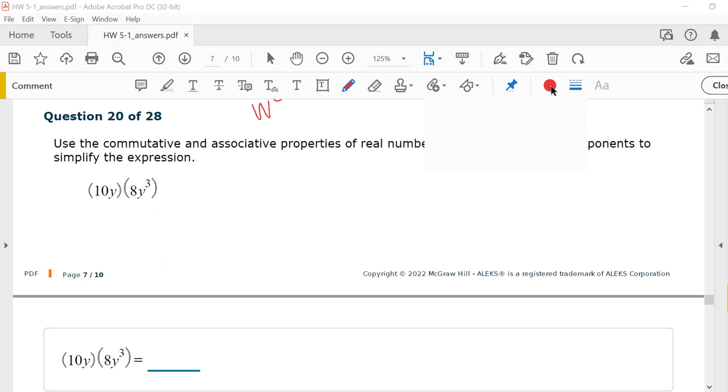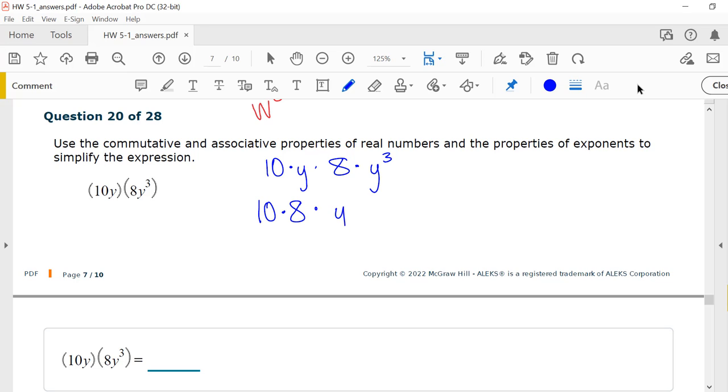Number 20, use the commutative and associative properties. Okay, here we go. 10 times y times 8 times y cubed. That's the same as saying 10 times 8 times y times y cubed. It doesn't matter what order you multiply things in. 10 times 8 is 80. Y to the 1 times y to the third is y to the 1 plus 3. So you have 80 y to the fourth. 80 y to the fourth.